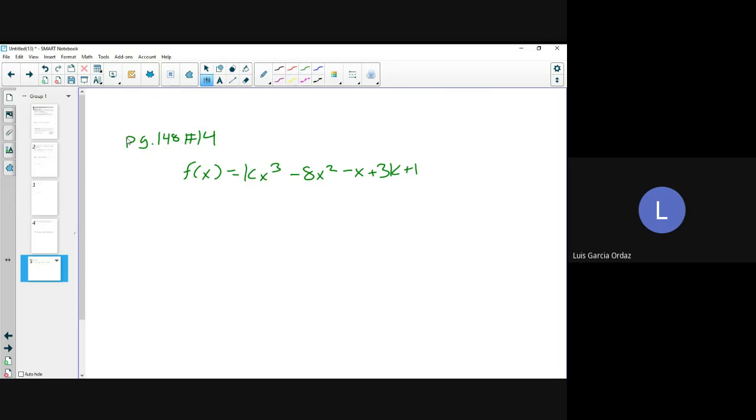So remember, we had k is equal to 3. So now we're going to sub in 3 for k. So we're going to get 3x cubed minus 8x squared minus x plus 3 times 3 plus 1, which just simplifies to 3x cubed minus 8x squared minus x plus 10. So this is what our actual polynomial function is, now that we know what k is.